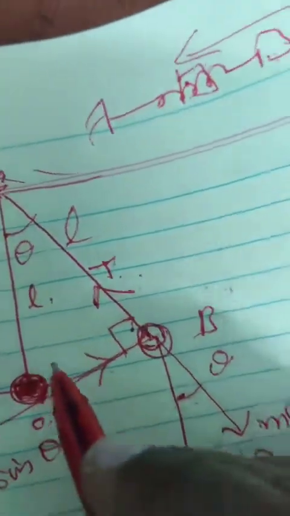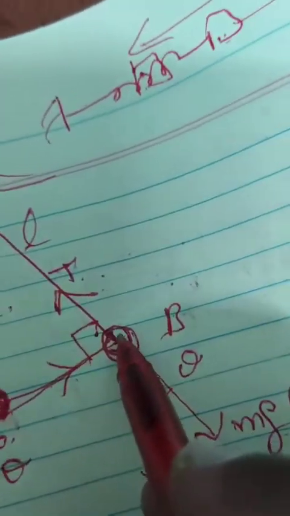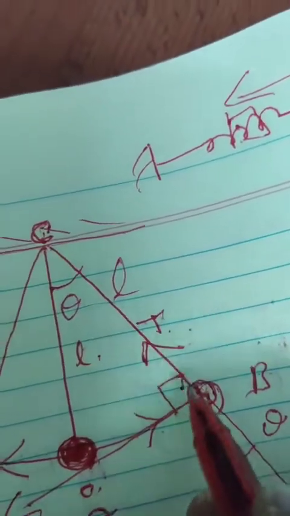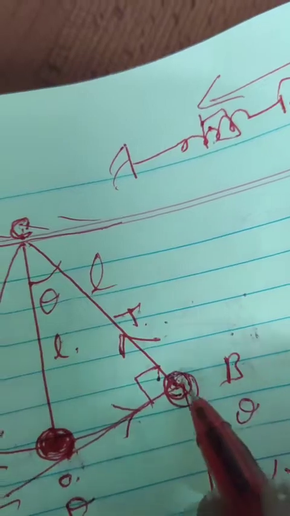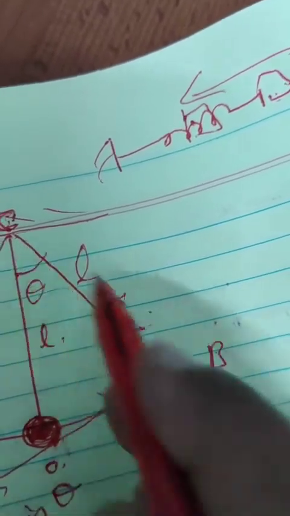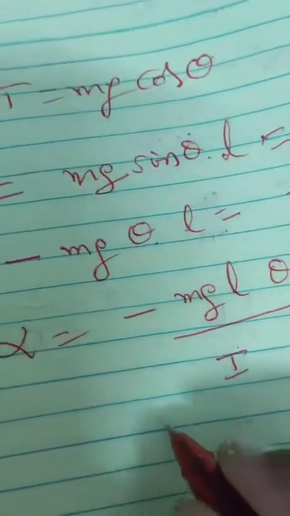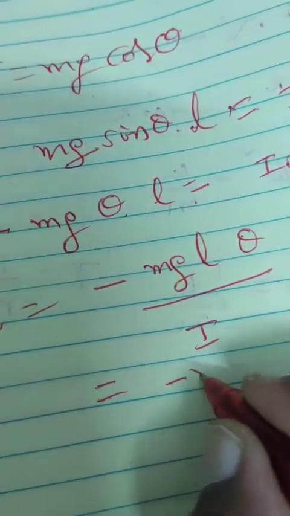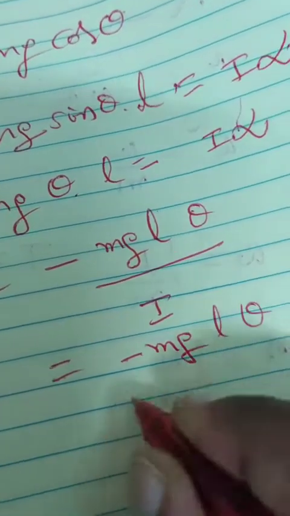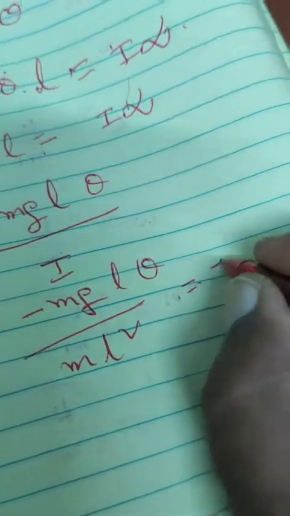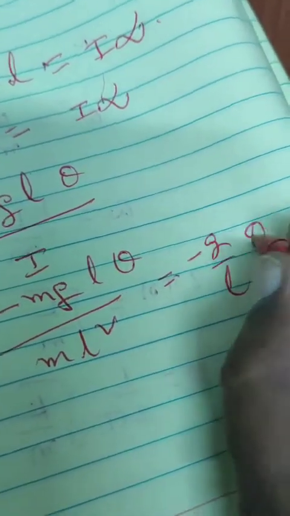Here I means what? Moment of inertia of this pendulum. How we will get the moment of inertia: see, this is a point mass, which is rotating about the center. Then the moment of inertia is mass into radius squared. Mass is m, radius is L. So m L squared is the moment of inertia we can replace with. So minus mg L theta by m L squared. m got cancelled, one L got cancelled, minus g by L into theta.